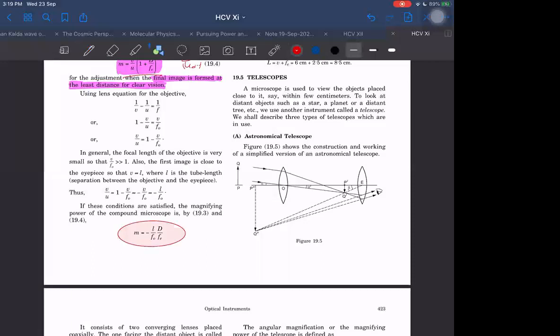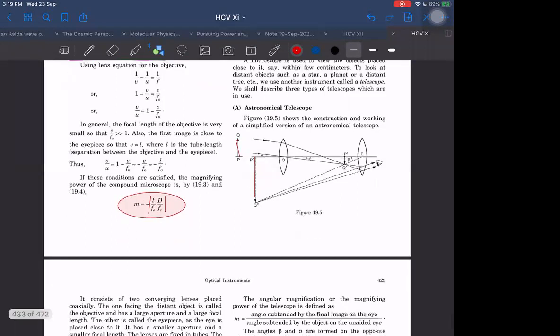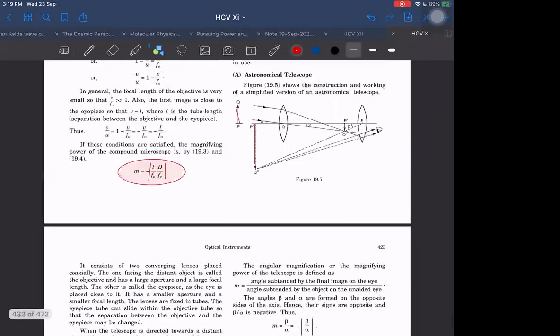Finally, they are writing it as L by F naught into D by Fe. Minus at last they are writing, not because we are taking everything with signs. We are taking nothing with signs here. Everything is magnitude-wise. But overall, they have added a negative sign because we know that the final image is inverted as compared to the initial object. So therefore, at last we are putting negative. But in between, neither D will be taken negative, nor F naught, nor Fe, nor L. All this will be taken positive only. F naught and Fe, otherwise I cannot take positive because both the lenses are convex lenses. Right or not? Both the lenses are convex only.